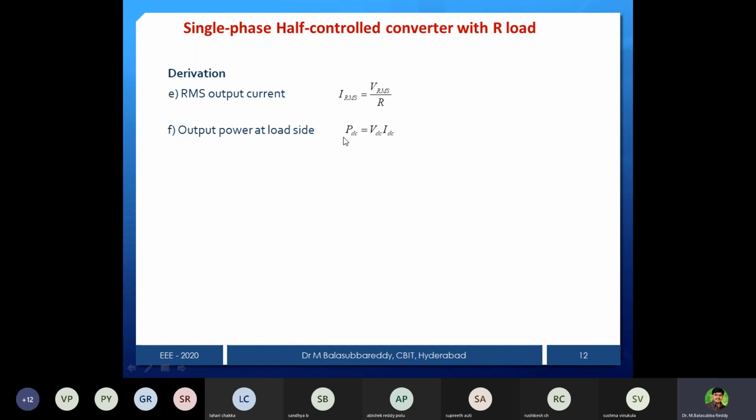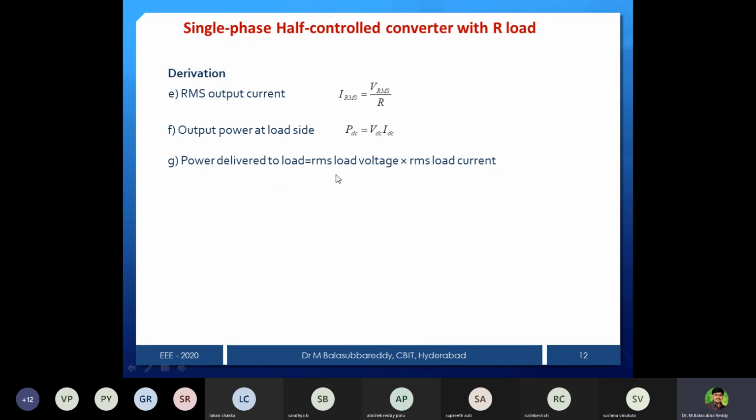That's why we'll get PDC is equal to VDC into IDC. You multiply that, we'll get it as output power. You know what is the VDC? You know what is the IDC? VDC is nothing but Vm by 2 pi into 1 plus cos alpha, and IDC is nothing but VDC by R. That simplification will give us PDC, the output power, the power delivered to the load.